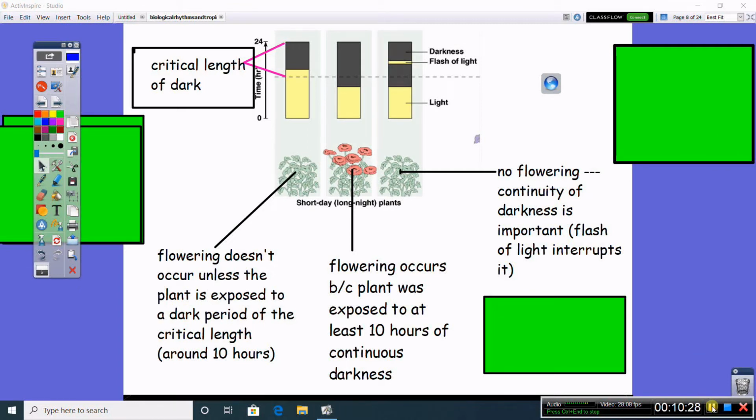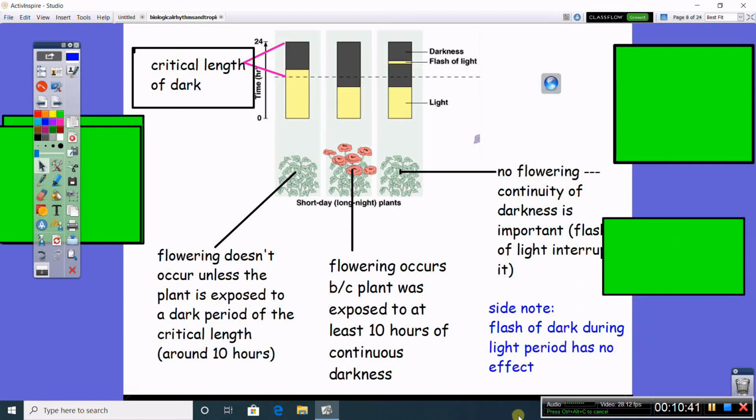So in this third plant, there's no flowering because neither of those little segments of darkness was longer than the critical length of dark. Sometimes people ask, what if I do a flash of darkness during the light period? That doesn't matter. Remember I told you that scientists figured out that it was the number of hours of continuous darkness, not the number of hours of light, that controlled whether or not these plants flowered.